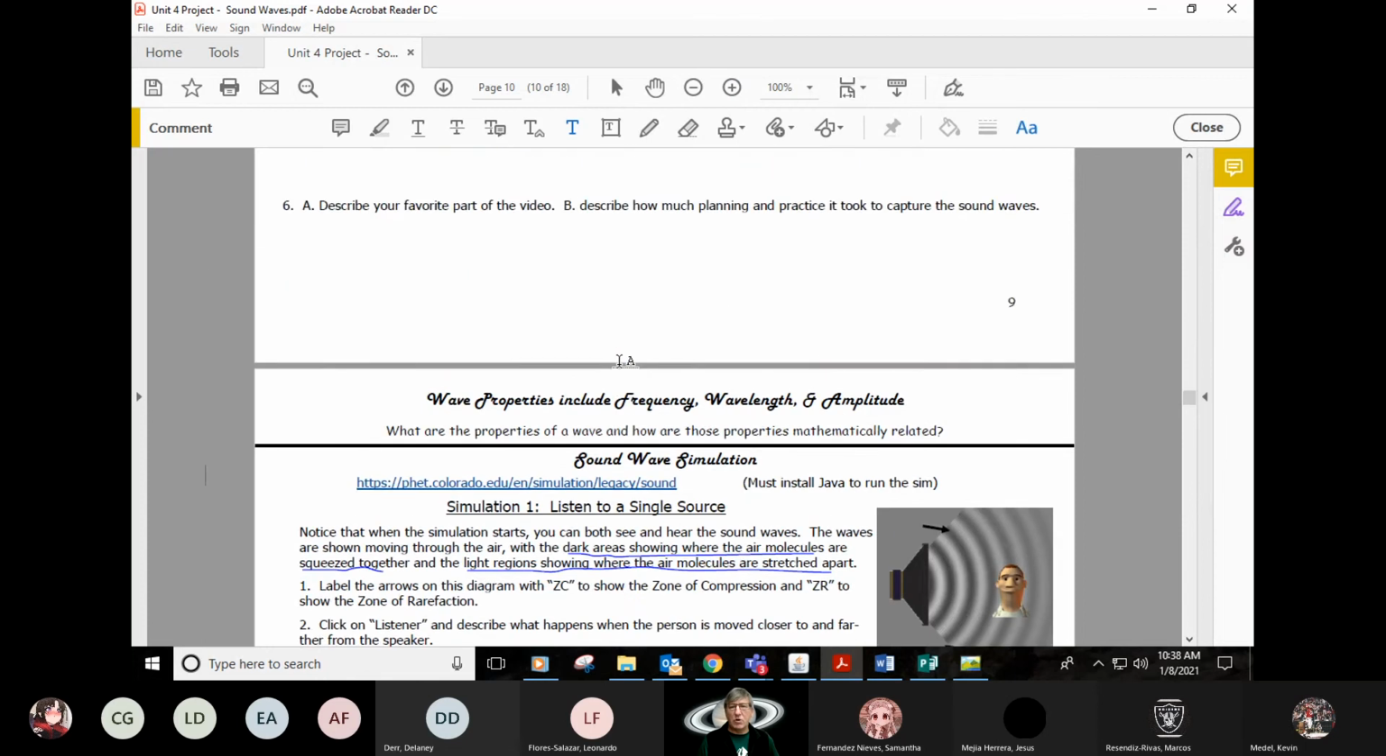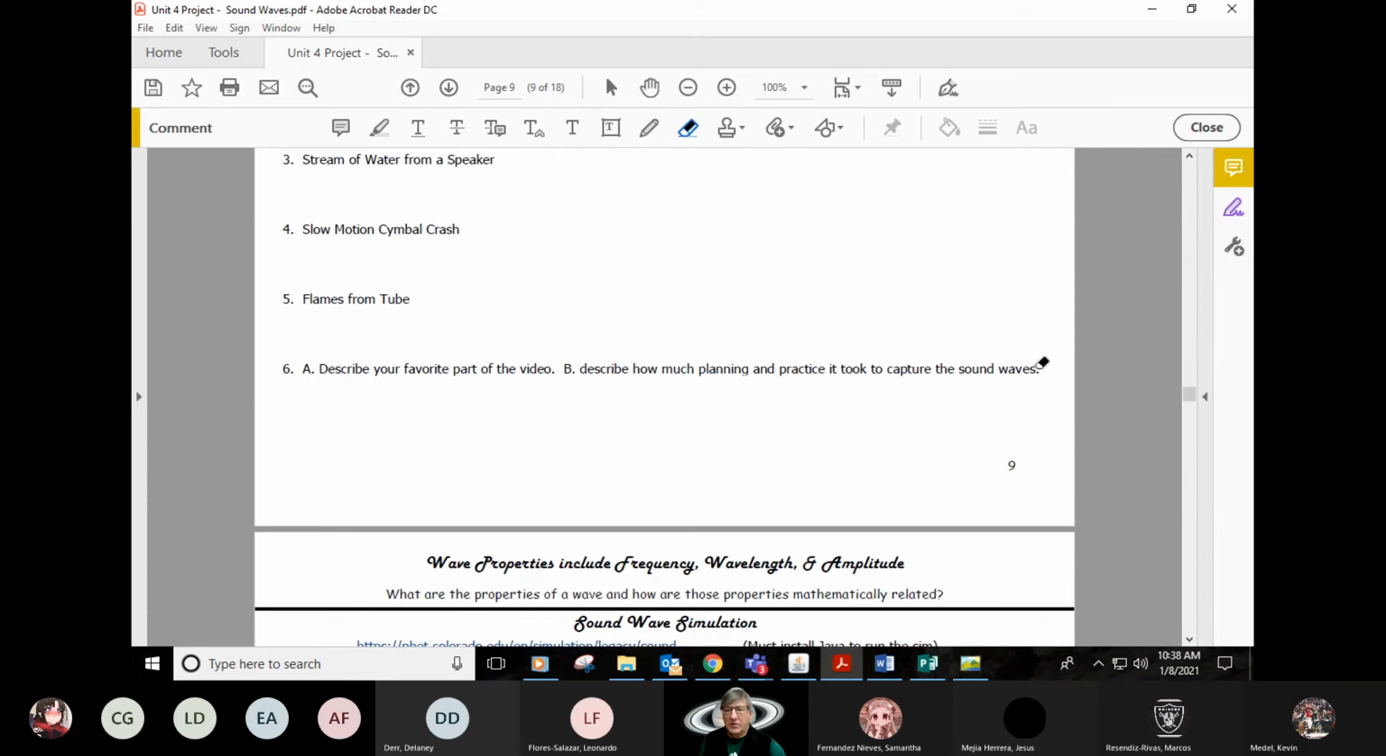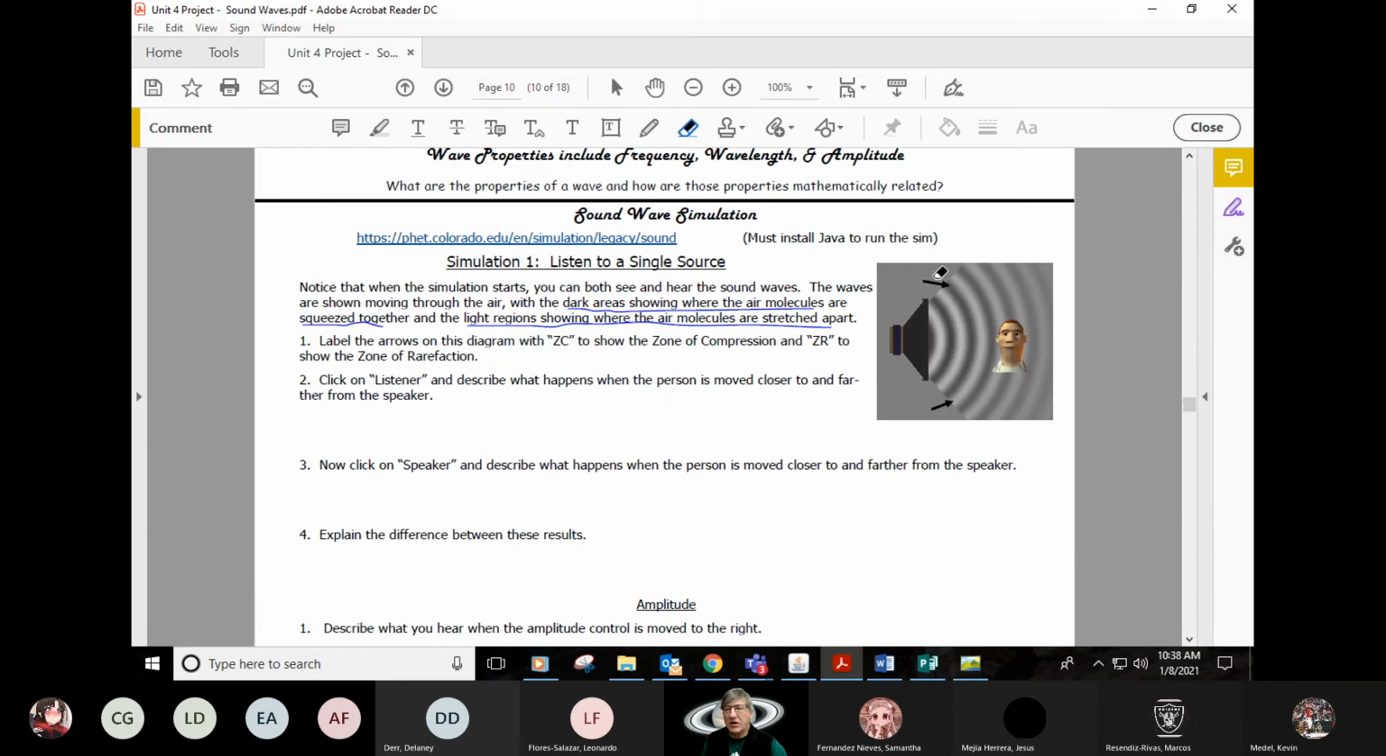You might want to scroll up to the previous diagram that gives a hint of where these are, showing the zone of rarefaction and the zone of compression. Label ZC and ZR in the correct places here. Okay.